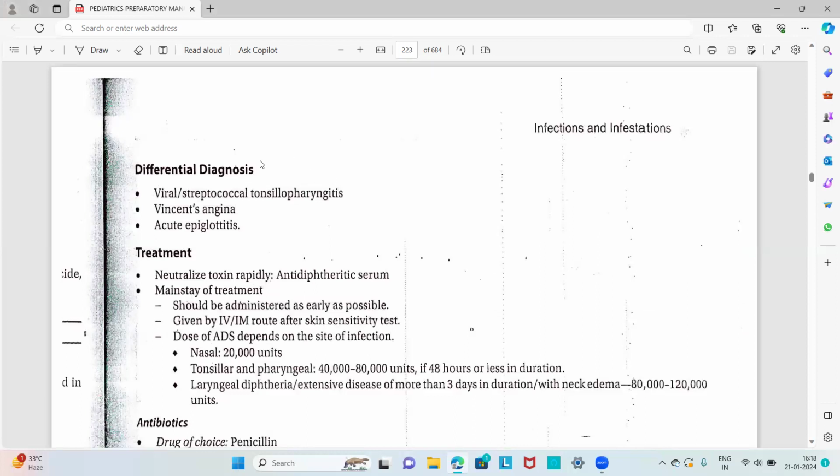Then, what are the differential diagnoses for diphtheria? The viral or the streptococcal tonsillar pharyngitis is a differential diagnosis, and Vincent's angina and acute epiglottitis, these are the differential diagnoses for diphtheria.